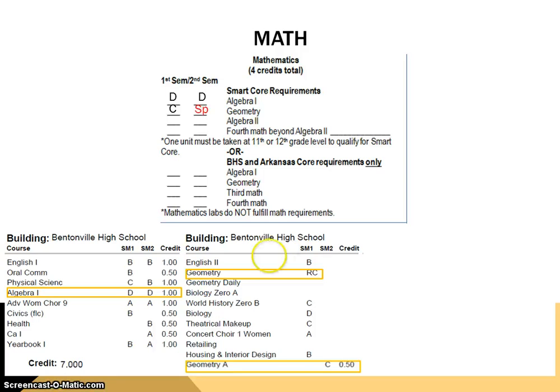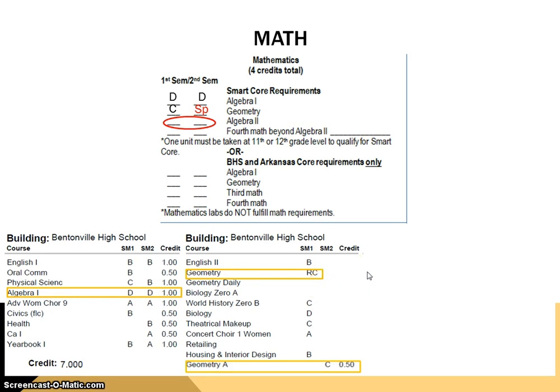The student is currently in geometry. There's a second semester geometry listed, and since geometry is a year-long course, we're going to put SP, that they're working on it. And then next year, based on what this student's teacher recommends for them. So this student is a struggling mathematics student. They have a D in Algebra 1. It looks like they failed and had to recover credit for geometry.